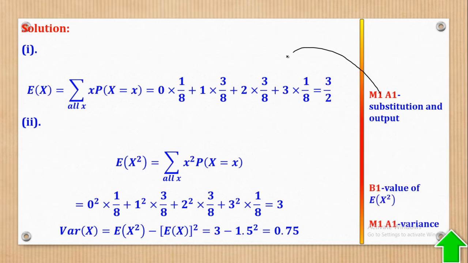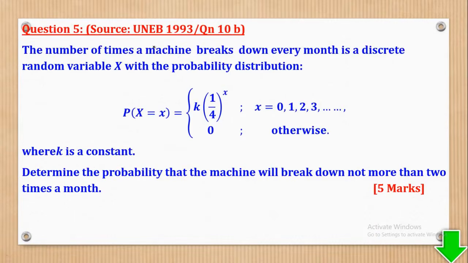So M1 for all these substitutions, A1 for the output, B1 for getting E(X squared), and M1 for substitution, A1 for the output. So that was question 4.